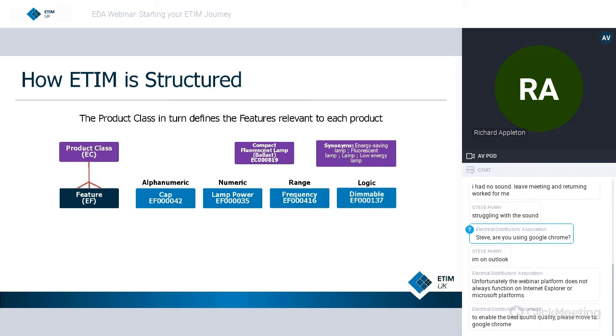And these features generally are the most important features that are required to find, select, or specify that type of product. So, as we say, our example here gives such things as the lamp cap, the power, the frequency, whether or not it's dimmable. Typically, the sorts of things that a buyer might want to search or filter on when he's looking for those products on a website. Again, everything's driven by an underlying coding structure, and the ETIM features are identified by a numeric code which begins with an EF prefix.